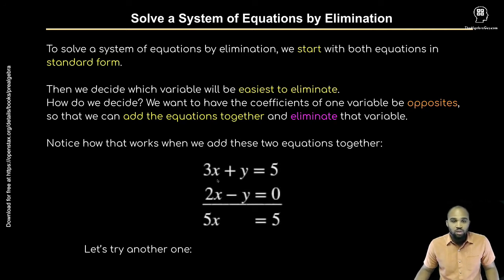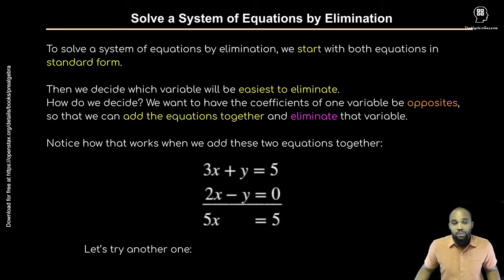So look at these two equations, this system right here. Notice they're both lined up in standard form: x's are on top of x's, y's on y's, and numbers on numbers. Then I add: 3 plus 2, plus y and minus y goes away to 0, and 5 plus 0 is 5. So what did we just do? We eliminated one of the variables, that's why it's called elimination. If we were to solve that, we can see that x will equal 1.